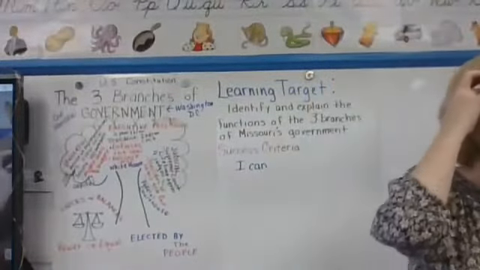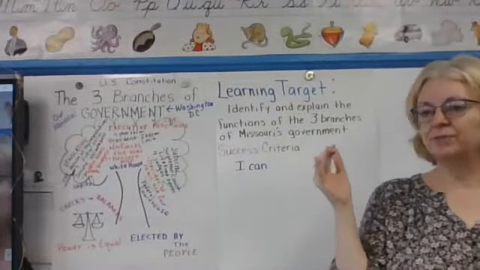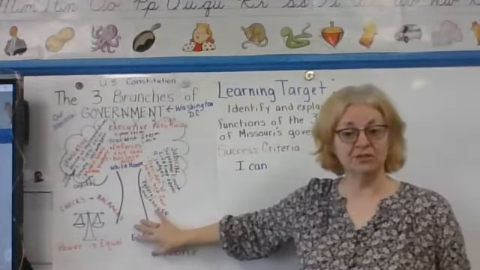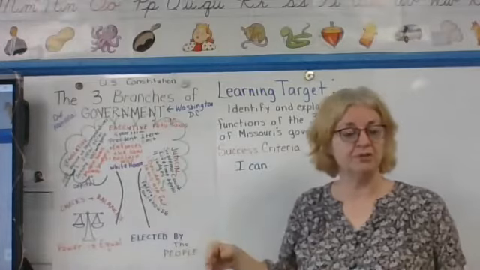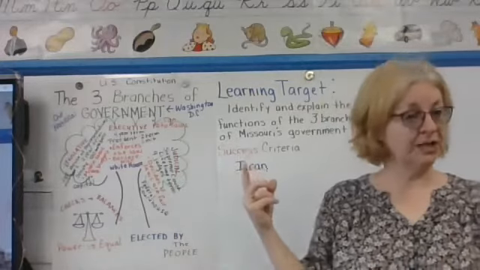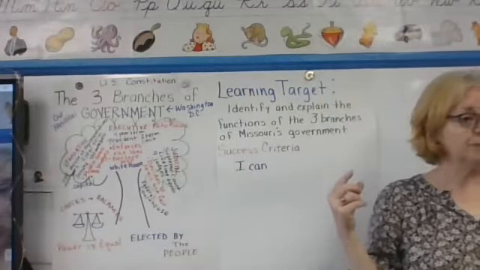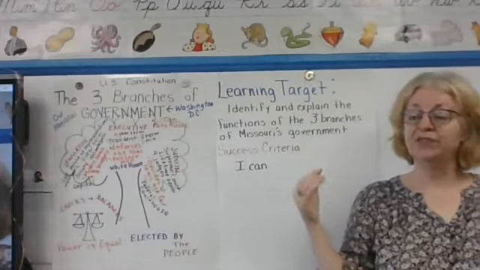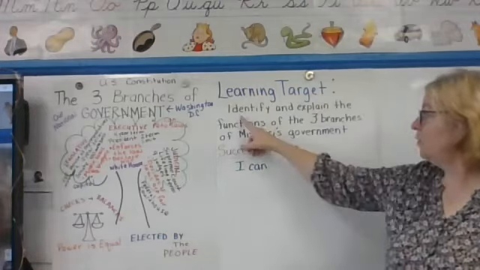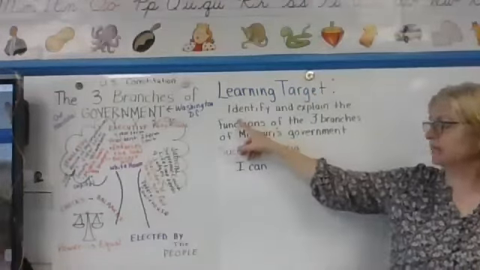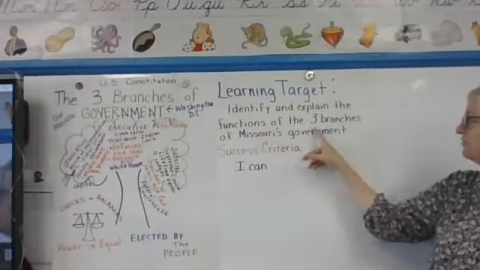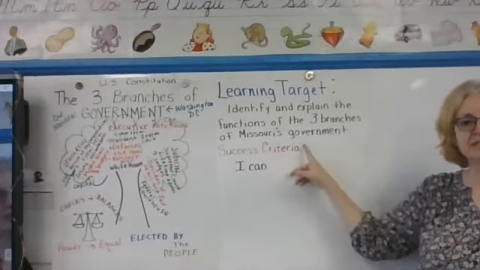Okay, class. So we've been learning about the 3 branches of government, and we worked together and we built this anchor chart about the national level of government. And we decided yesterday by voting that we would create a poster for our 3 branches of government on the state level. So today, let's go over our learning target. Let's read this together. Identify and explain the functions of the 3 branches of Missouri's government.